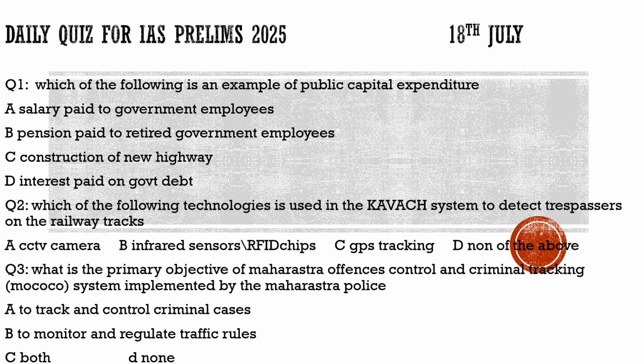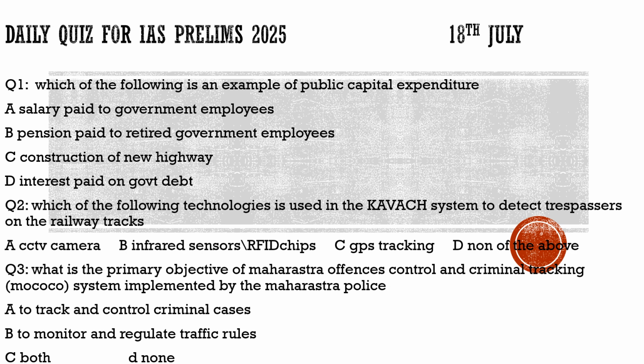Now, coming to question number three, it says, what is the primary objective of the Maharashtra Control of Organised Crime Act, the MCOCA system, implemented by the Maharashtra Police? We discussed the new bill presented by the Maharashtra government about the security of the state. We discussed the criticism that the bill has faced, because it is said that the bill is very draconian in nature, and it may violate many human rights.